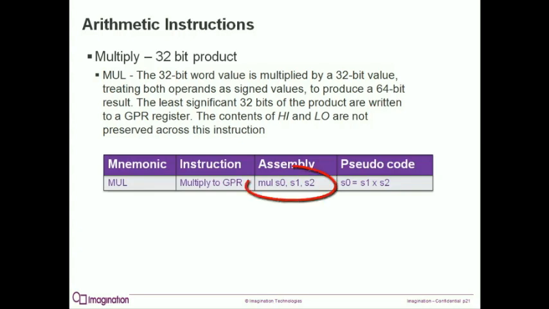The machine instruction takes two registers, multiplies them together, and puts the results in a third register. The assembler will allow you to use immediate values in place of the input registers.